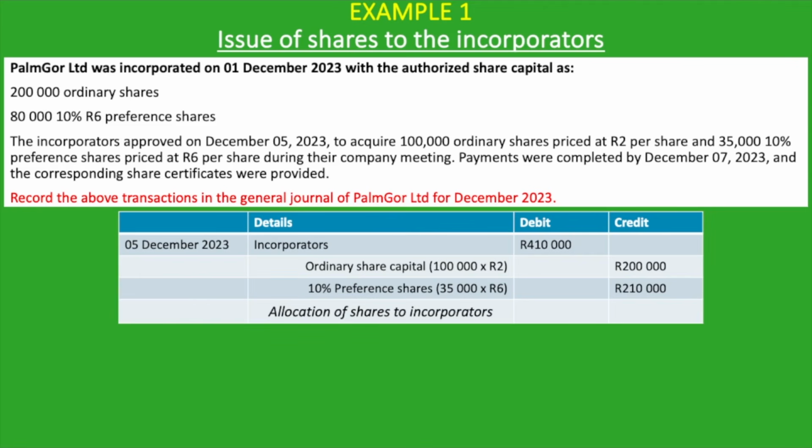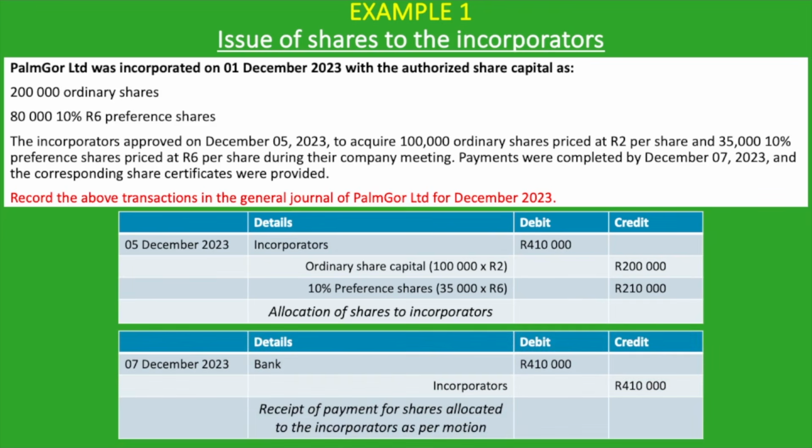Remember, when we receive payment, we have to credit our debtor, in this case our incorporators. When money is received, the easiest account we can ever identify is bank. Whenever there's movement of money, either in or out, we know one of them is bank. Since money is coming in, we're debiting our asset. So we put our date, the 7th of December 2023, and then we debit bank, money coming in, 410,000 rand, and then we credit our debtor, incorporators, 410,000 rand, because they've just paid us. So we are removing that as a debtor from our books.